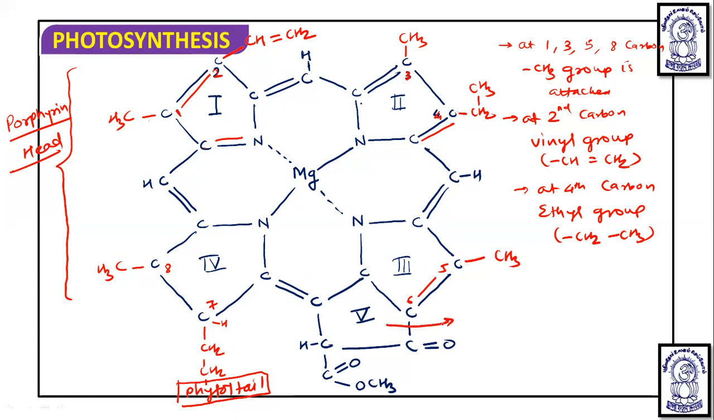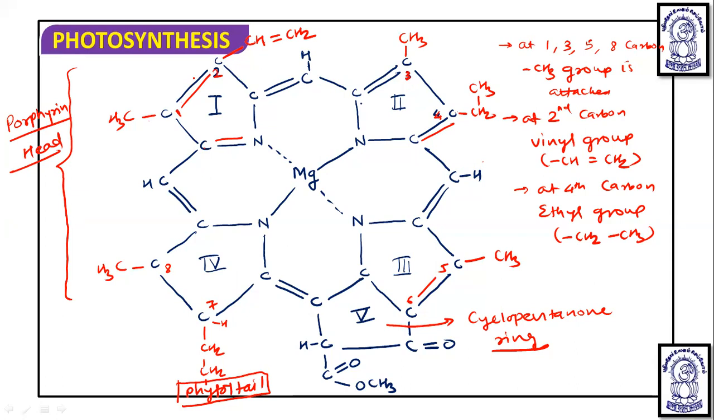Now this fifth ring is known as the cyclopentanone ring. Okay, this way this is the whole chlorophyll A structure. Now at the second carbon, remember this is the vinyl group, and at the third carbon you can see this is particularly an ethyl group. Okay, now this is the chlorophyll A structure and how chlorophyll A looks, all that we have discussed.